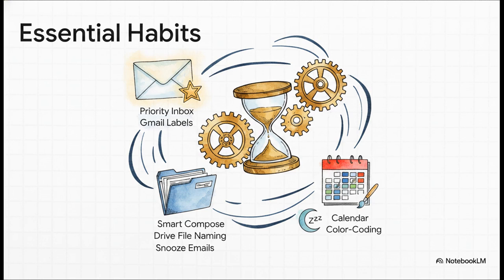What's absolutely brilliant here is how incredibly simple these tweaks are, yet they compound to save you massive amounts of time. Just setting your Gmail to priority inbox automatically bubbles up what's actually important. Consistently naming your Drive files, that means you literally never lose a lesson plan again. And color-coding your calendar to time block your day absolutely protects your focus. It's a real game changer.